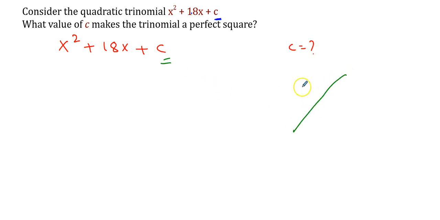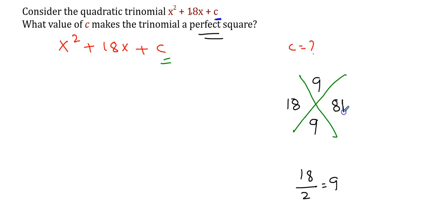Like the previous example, we have 18. 18 is the sum of the two factors. Because you are looking for a perfect square, definitely my first number is half of 18. That is 9. I will write 9 here as my first number. The second is also going to be 9. 9 plus 9 is 18, and 9 times 9 gives you 81. So you have your answer. c is nothing but 81.